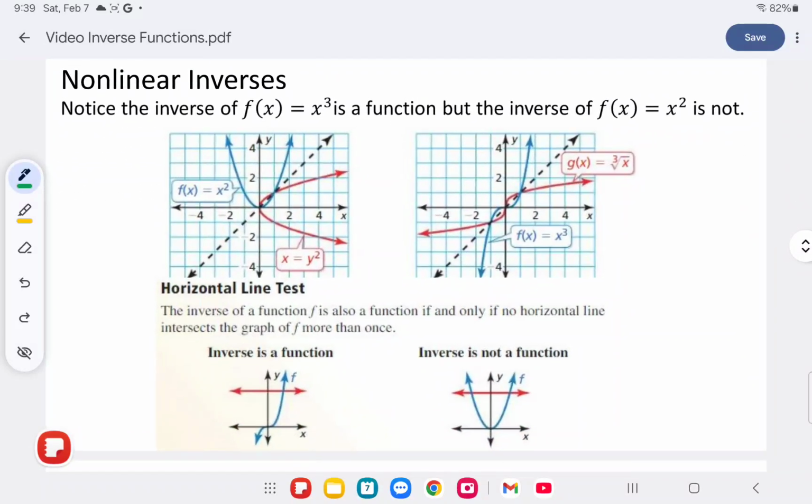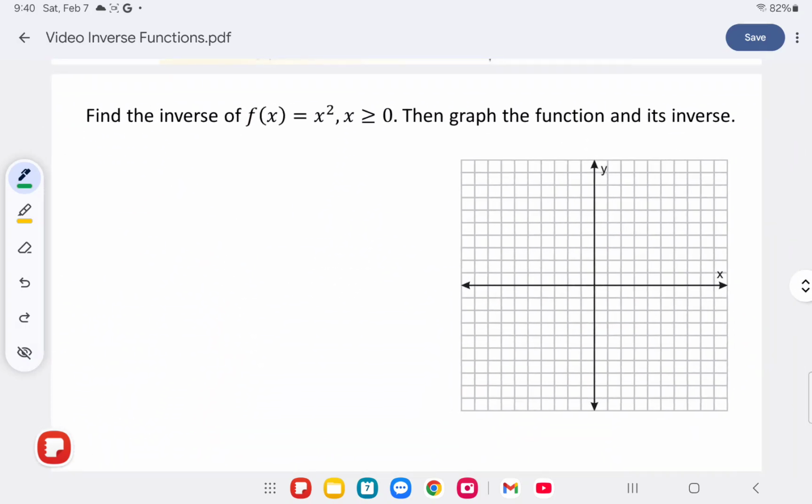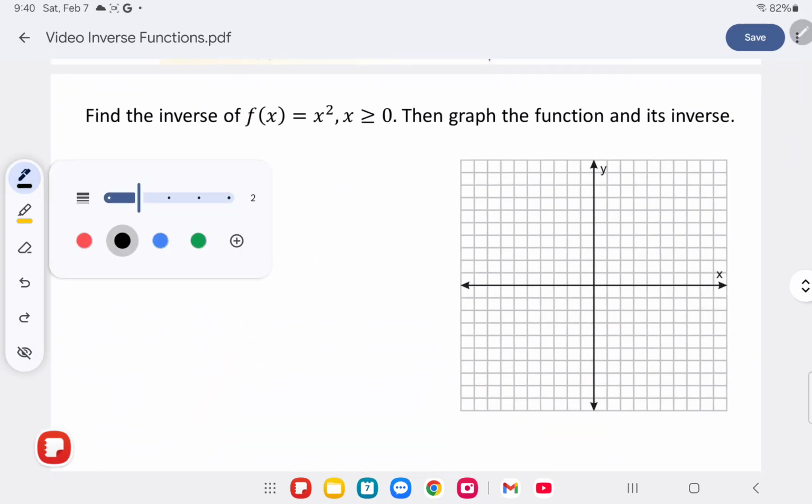So when we are dealing with nonlinear inverses, just because we have a function does not mean its inverse is a function. Let me show you an example, and then we'll come back to this slide and look at it. Ignore this limited domain for a second. Let's say we had the function f of x equals x squared. Let me make an xy chart for that.